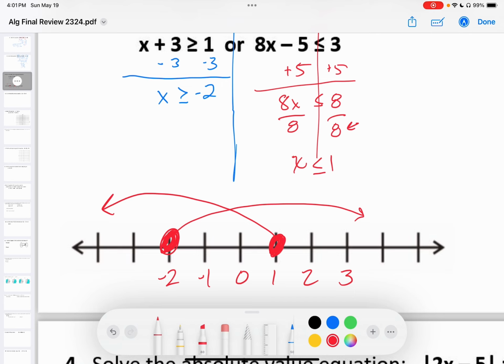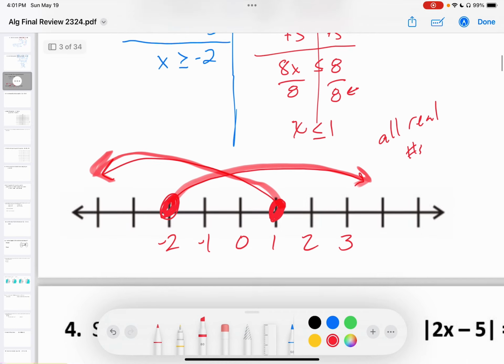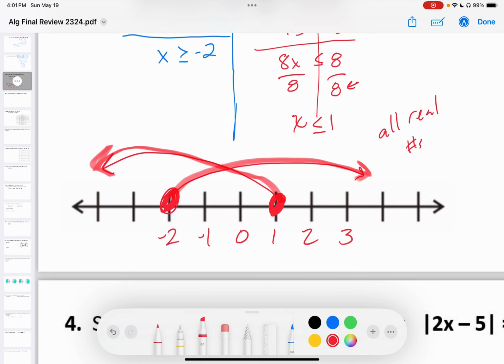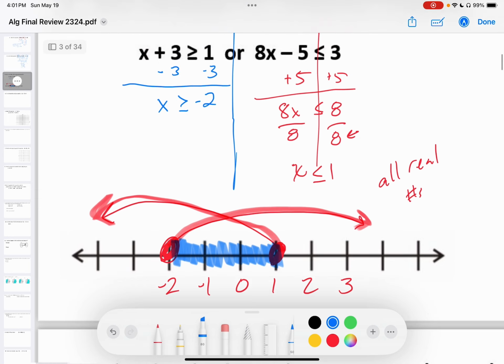So because it's an or and because we've got arrows going both directions, we end up with all real numbers for our solutions because this is an or. So anything that is headed this direction works, as does everything headed that direction. Now, if this was an and, it would just be this little chunk here. But because it's an or, we can take anything that goes to the right of our first answer or anything that goes to the left of our second answer.